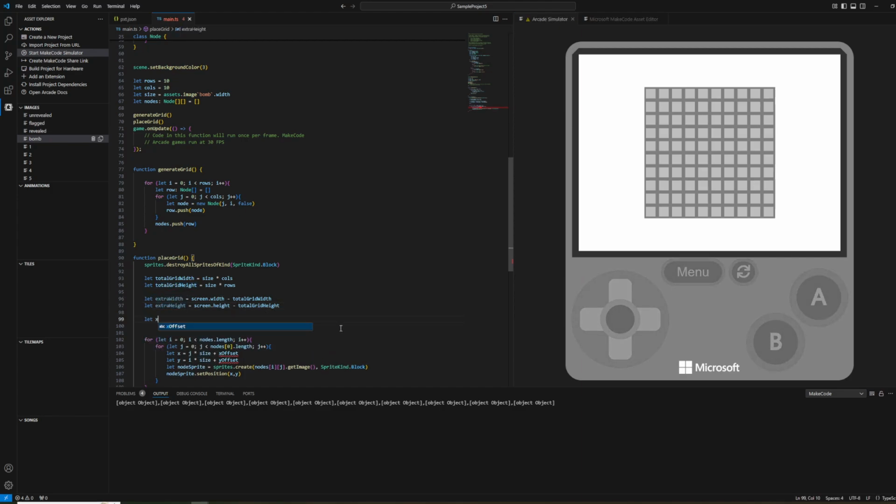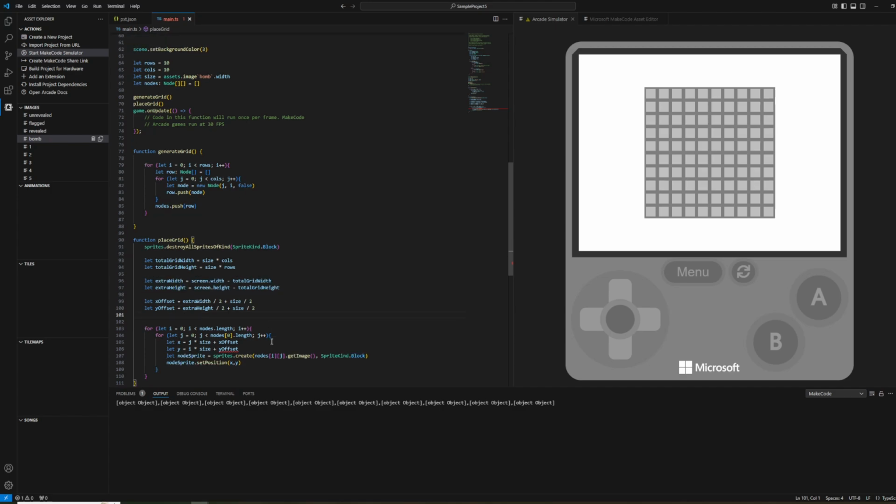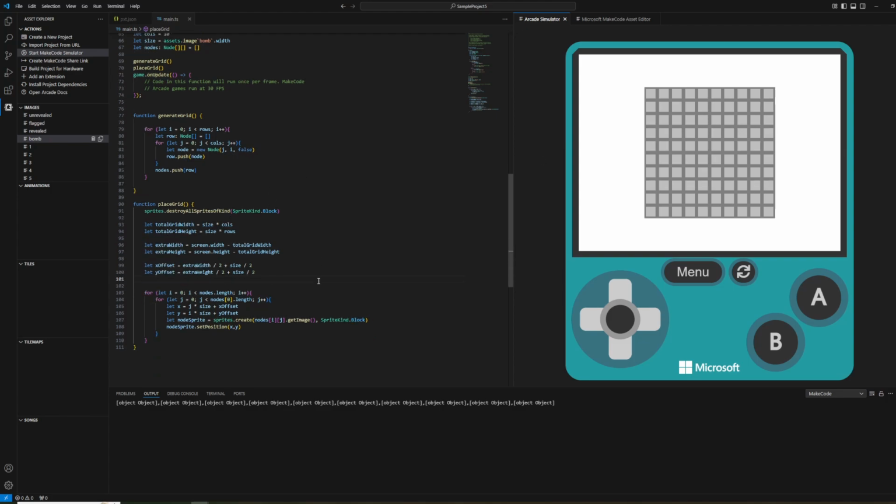So my x offset is going to equal extra width divided by 2, but it's also going to be plus size divided by 2, because remember how these place. In order to get them onto the grid, I have to add half of the size to push it over the rest of the way. Let y offset equal extra height divided by 2 plus size divided by 2. So, that's how we end up having the grid dead center. No matter if we were to change the sizes, it would still be dynamically calculated.